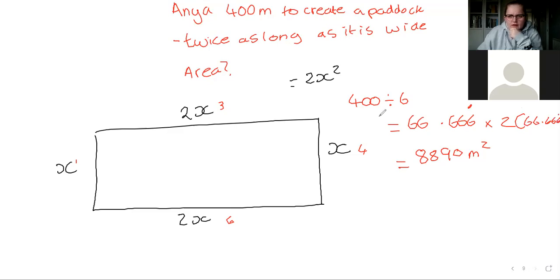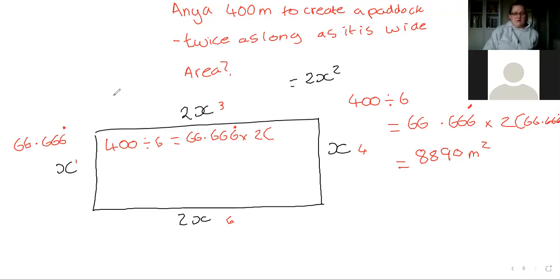If I talk this through again, the paddock has a perimeter of 400 meters. We've applied the algebra to represent the length being twice as long as our width. We've represented it with x. We've got 6 lots of x in this equation. So perimeter is 400. We need to work out the length of each side. So if we do 400 and divide it by 6, that will give us 66.666 recurring. Then we times that by 2, because that is the length of one width. So one width over here is 66.666 recurring.